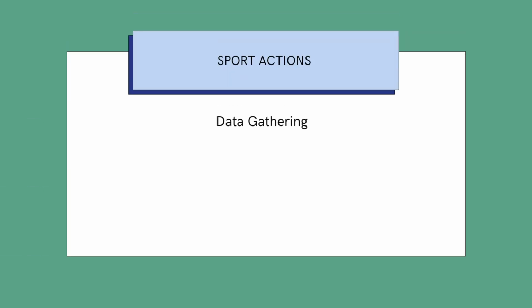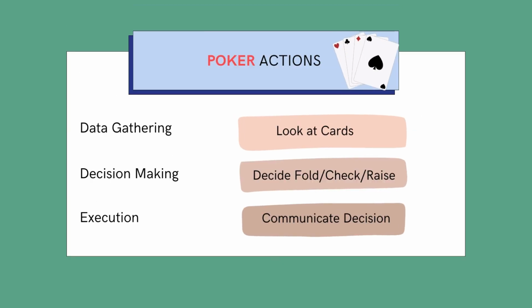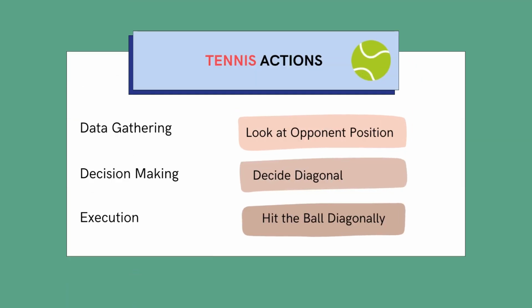So let's define a couple of terms before we can analyze how they fit into the youth soccer brain. So, what is a sports action? It consists of three elements: gathering, decision making, and execution. For example, let's take poker as a quasi sport. The gathering would be looking at the cards. The decision making would be deciding to fold, check, or raise. And the execution is how we communicate the decision to the dealer.